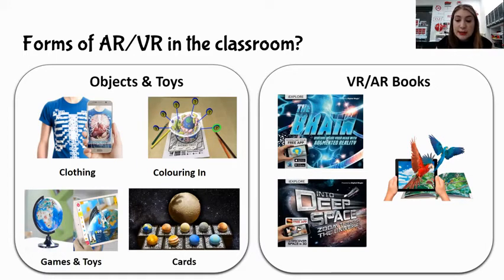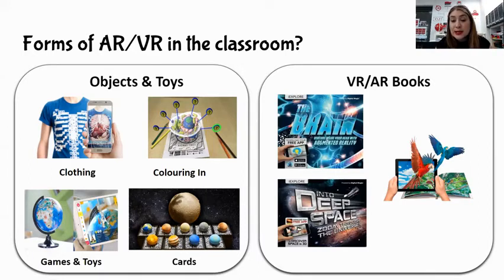There's games and toys that you can purchase. Orobot is the example in the photo here, which is a globe that has a variety of trigger images on it. So when the student scans that image, it gives them information about that part of the world. And also cards. Again, you can purchase these or you can print them freely online.